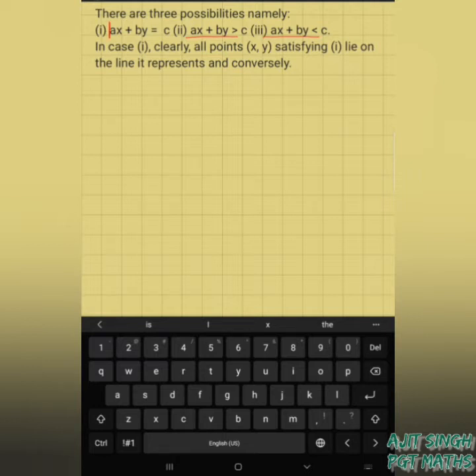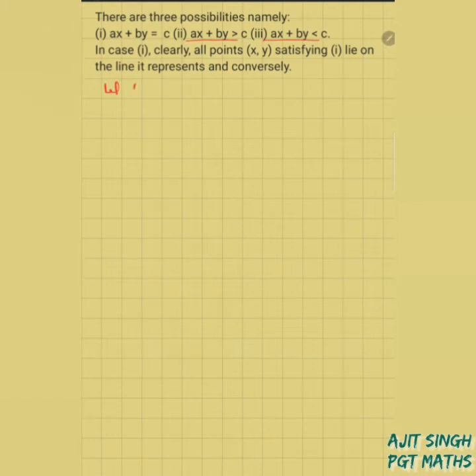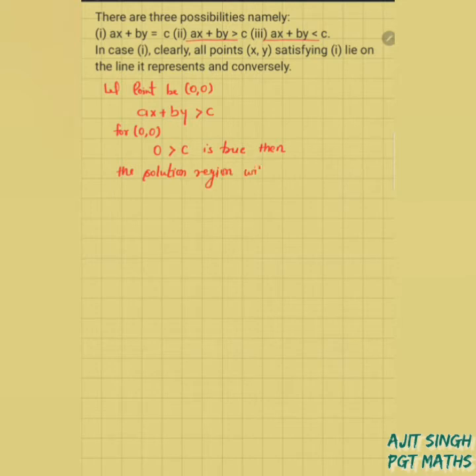The point 0, 0, that is the origin. For the inequality ax plus by greater than c, for 0, 0, if 0 greater than c is true, then the solution region will be on the side where the origin lies.